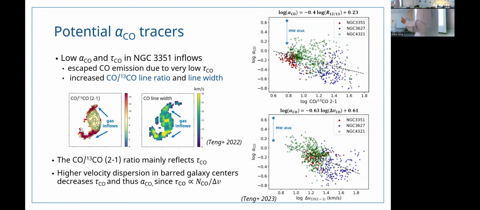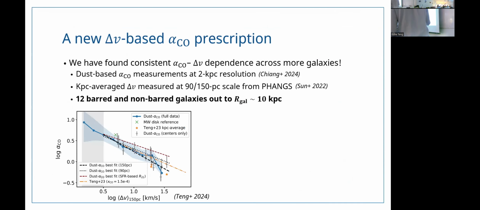And we figured that we can use dust observations because dust observations can be more easily obtained across large samples of galaxies, although the trade-off is that they typically have much lower resolution at kiloparsec scales. But still, it should be possible to test the relation which we identified using high-resolution CO isotopologues on the dust measurements and see whether the relation holds. And it turned out that the alpha CO dependence on the line width is working surprisingly well across different galaxies.